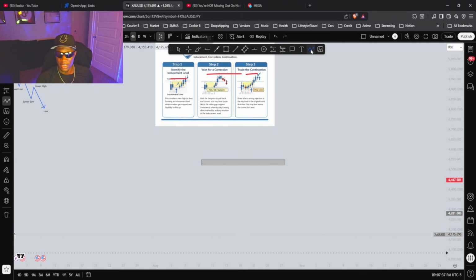Let's say you want to get into sells. It should look like this: indication, correction, continuation. It should be like a stairway on the downside. Now, if you're looking for buys, it should look something like this: an indication, a correction, a continuation. It's just that simple.